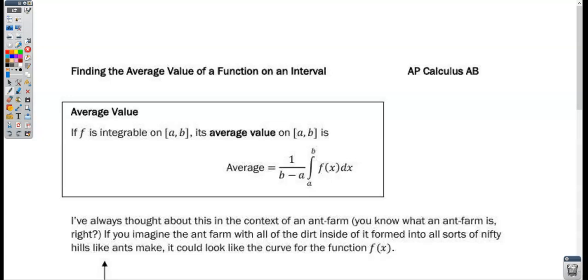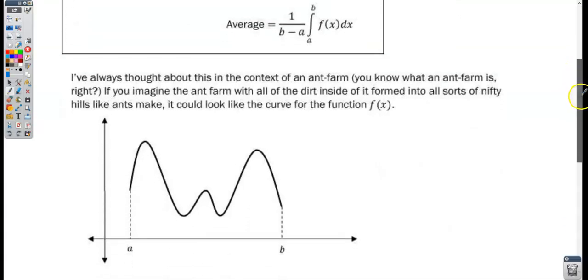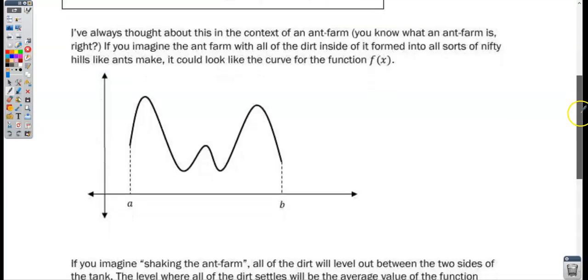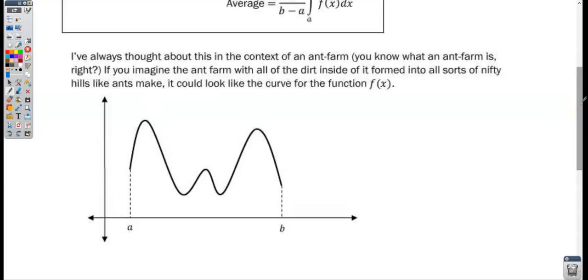Now, where does this formula come from? I've always thought of this and explained this in the context of an ant farm. Hopefully you all know what an ant farm is. They were very popular when I was a kid. But basically a wooden frame or a metal frame with some plexiglass pieces and then some dirt in between. So that if I looked at the front of an ant farm, it could kind of look like this. The ants might make a landscape that looks like this.